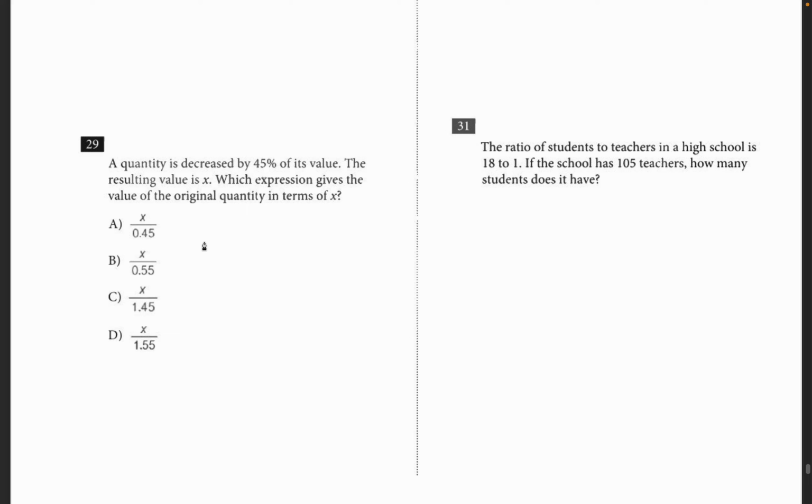A quantity is decreased, so let's say the resulting value is x, so x is decreased by 45, so it is 0.55 of the value. Let's call that v. What is the original value? Okay, so just solve for v: x over 0.55. Yeah, it's B.